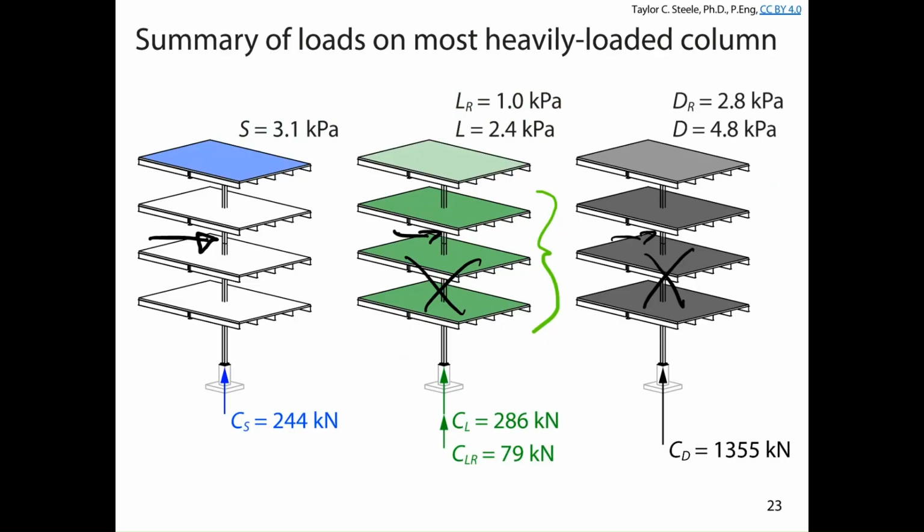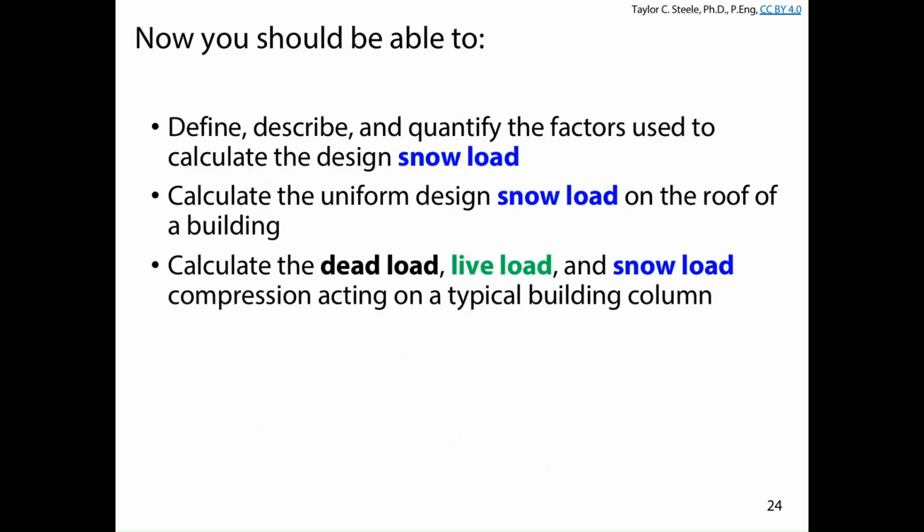Okay, well, now you should be able to do the things I said you should be able to do. That's describe and define and quantify those factors used to calculate the design snow load. You had to do that in lecture today to be able to calculate the uniform design snow load for the roof of a building. And finally, we went through an example of how we might look at those loads separately and determine what the actions from dead, live, and snow load might be on a column in a typical building. We haven't added anything together yet. We're just looking at actions for these different types of gravity loads. We'll talk about how we combine these effects in lecture 10.